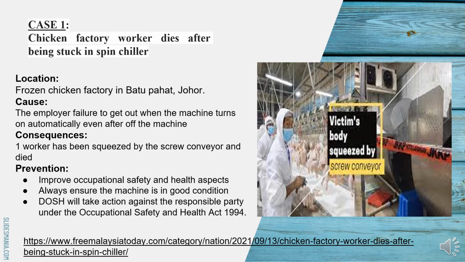DOSH takes every occupational accident and illness caused by occupational activity seriously. Legal action will be taken against the responsible party in the event of breach of regulation under the Occupational Safety and Health Act of 1994.